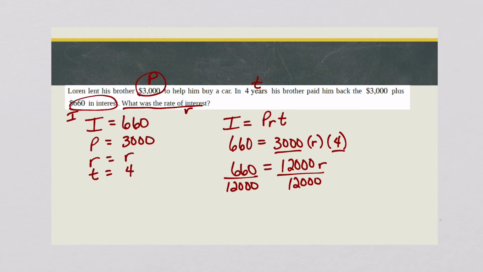Okay, and this is what I get on my calculator, so I'm going to type in 660 divided by 12,000, and I get this number right here. R is equal to 0.055. Now that's the interest rate as a decimal. In order to get that as a percent, I've got to scoot the decimal to the right 2 places, so I get 5.5% is how much his brother charged him as an interest rate.